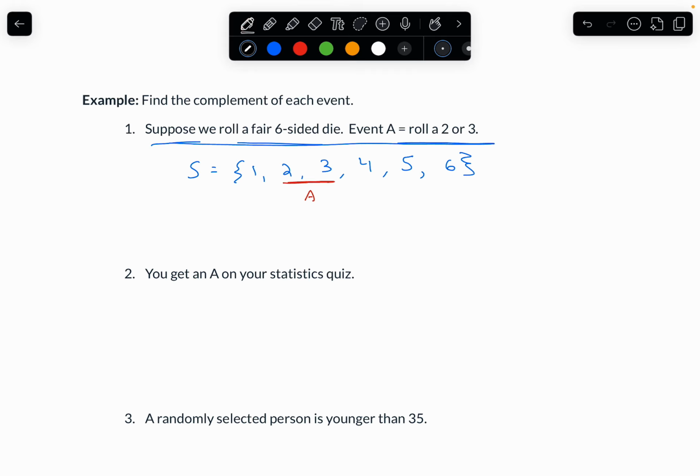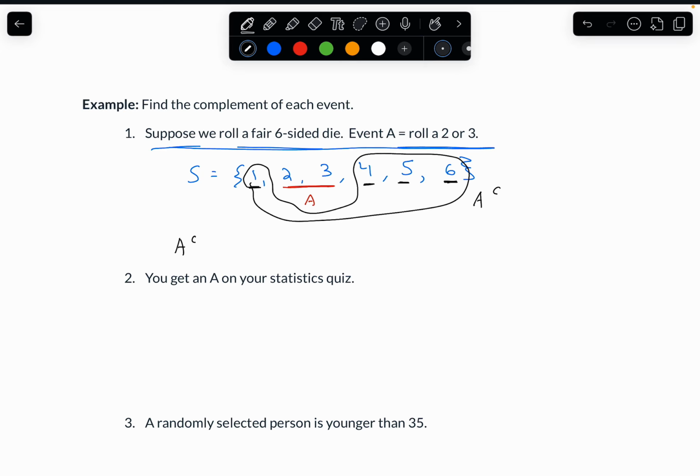So if 2 and 3 are in the event, then that means that 1, 4, 5, and 6 would be the complement of that event. All of these different outcomes would represent the complement. If I wanted to write this out, I might say A complement equals we roll a 1, 4, 5, or 6. You could also write it as a set: 1, 4, 5, 6. Let's take a look at the next problem.